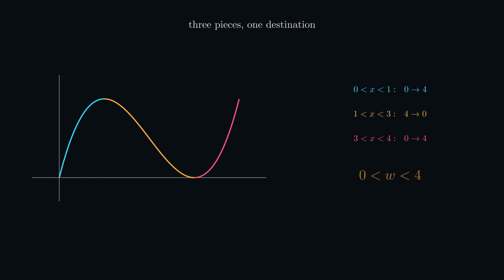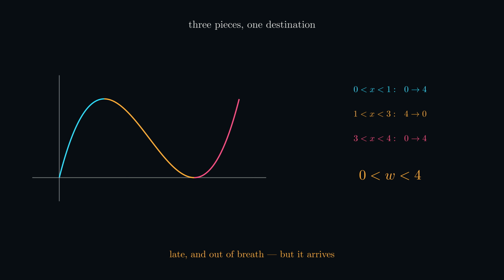Watch the product on each. On the first piece it climbs from 0 up to 4. On the second it falls from 4 back down to 0. On the third it climbs again from 0 to 4. Every piece sweeps out the same interval measured here. Each one covers 0 to 4 and nothing beyond.